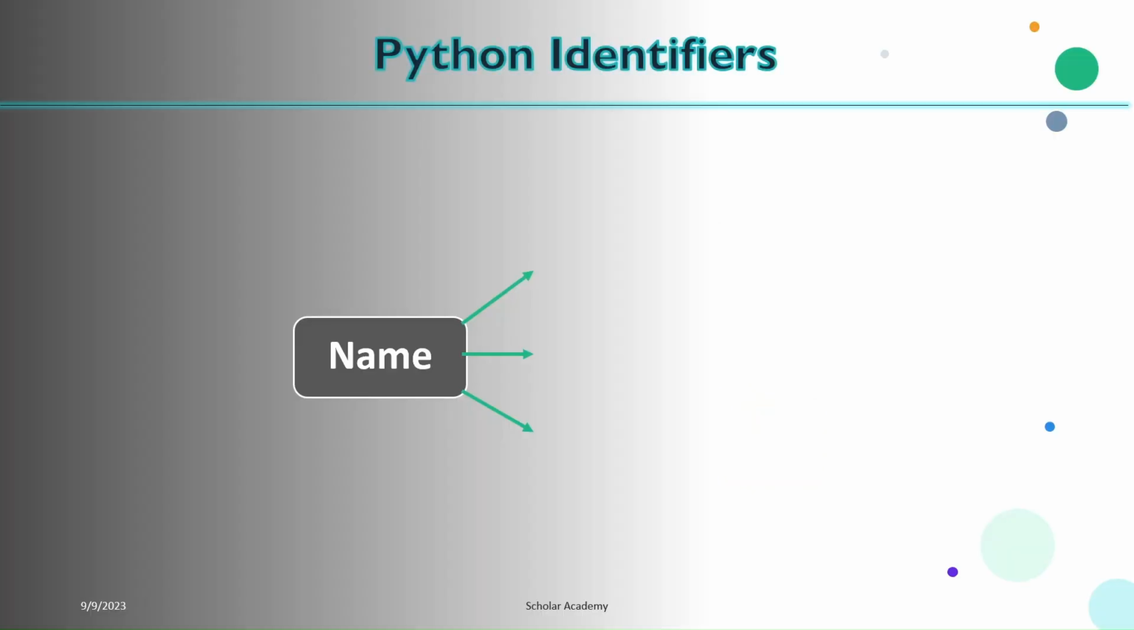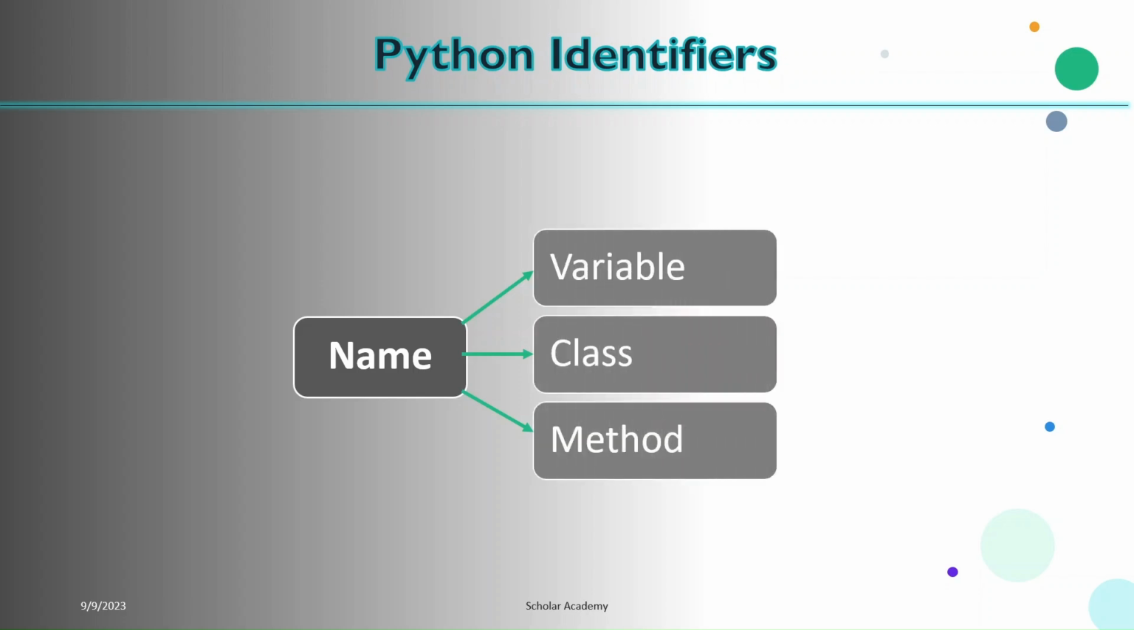So guys, the very first thing is, what are identifiers? You can think of any name in Python as an identifier. Any name. And everything in Python is an object, right? So whether it's the name of a variable, class, or method, whatever you define is called an identifier, correct?